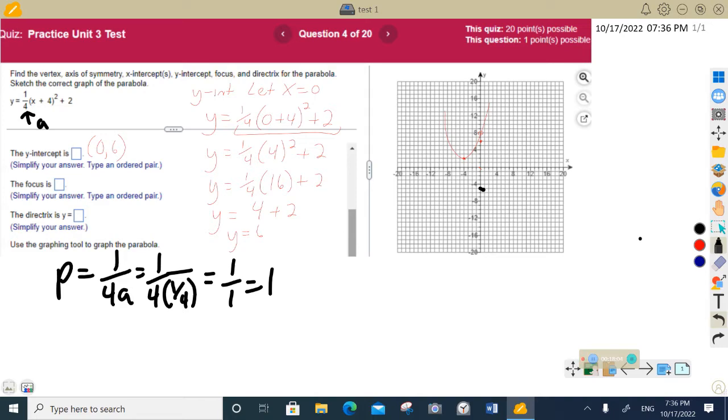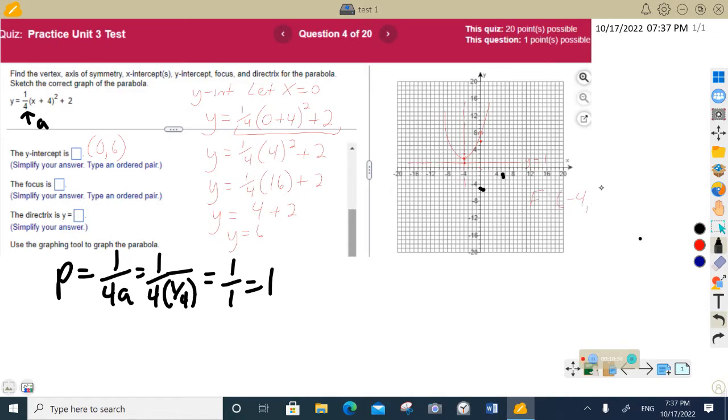So it means the focus is going to be up here, 1 unit inside of the vertex, and then the directrix is going to be 1 unit down, and it's going to be this imaginary line that's perpendicular to that axis of symmetry we found earlier. So this directrix is going to be y equals, it looks like 1. All right, and the focus is going to be -4, 3.